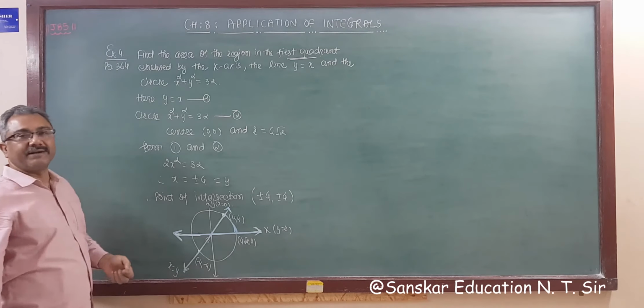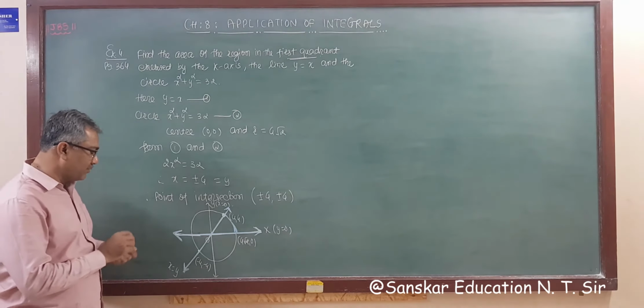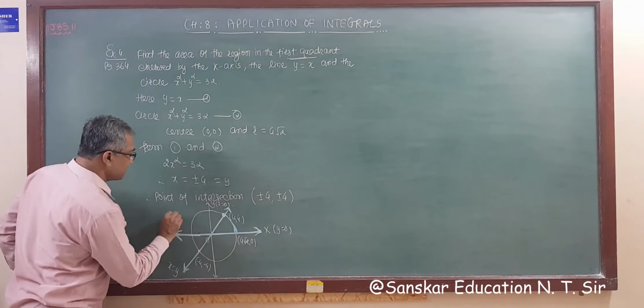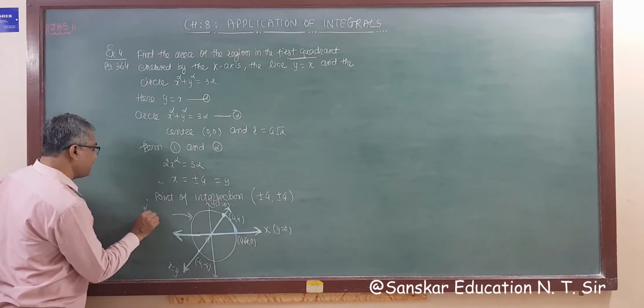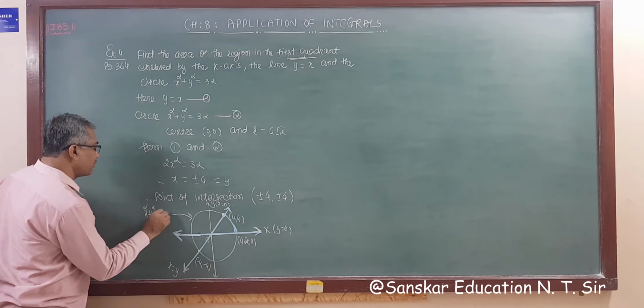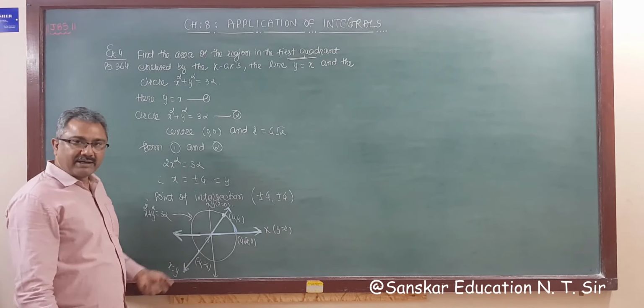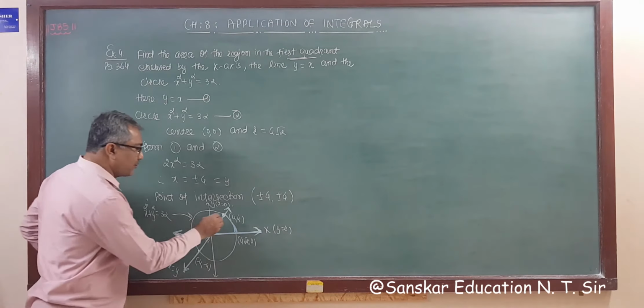We have to find this. So in this, this is a line and this is a circle. This is the equation of the circle, that is x square plus y square is equal to 32. So what will we do? From here, a foot of perpendicular.